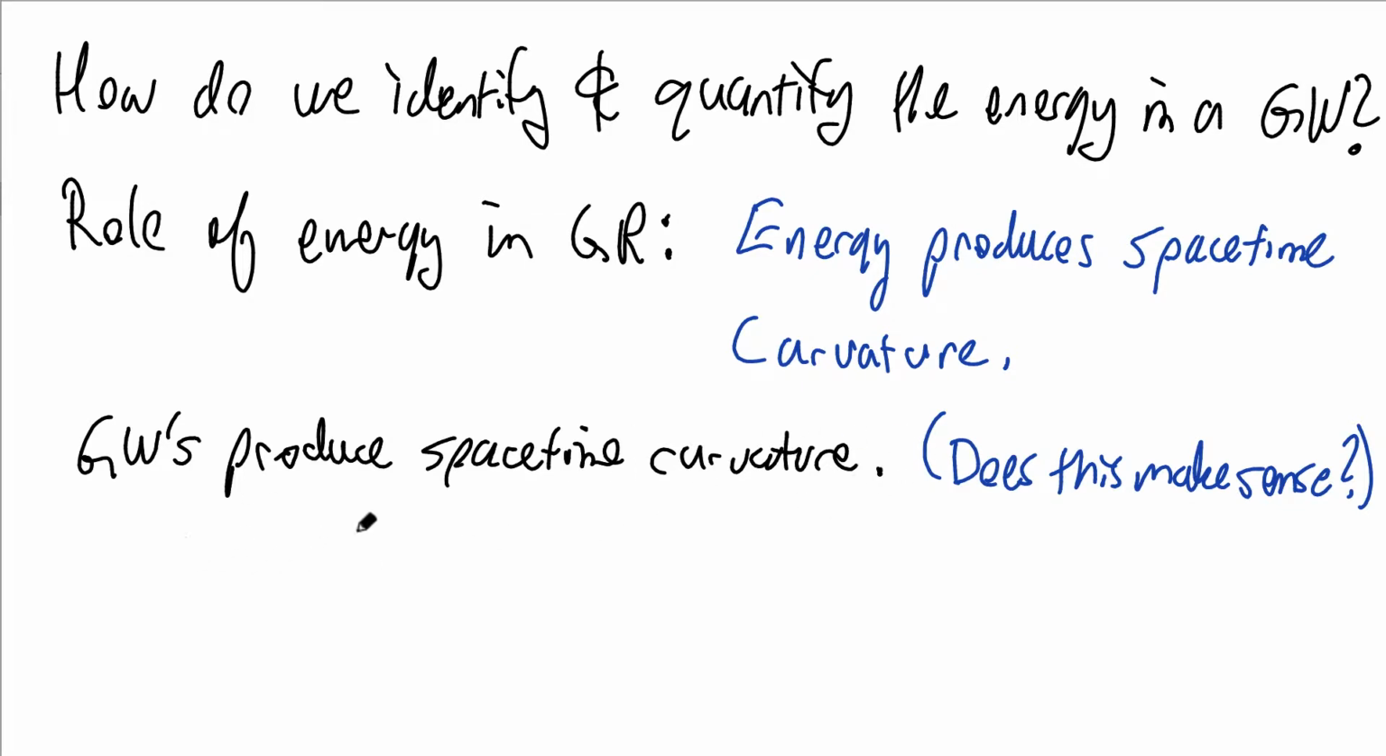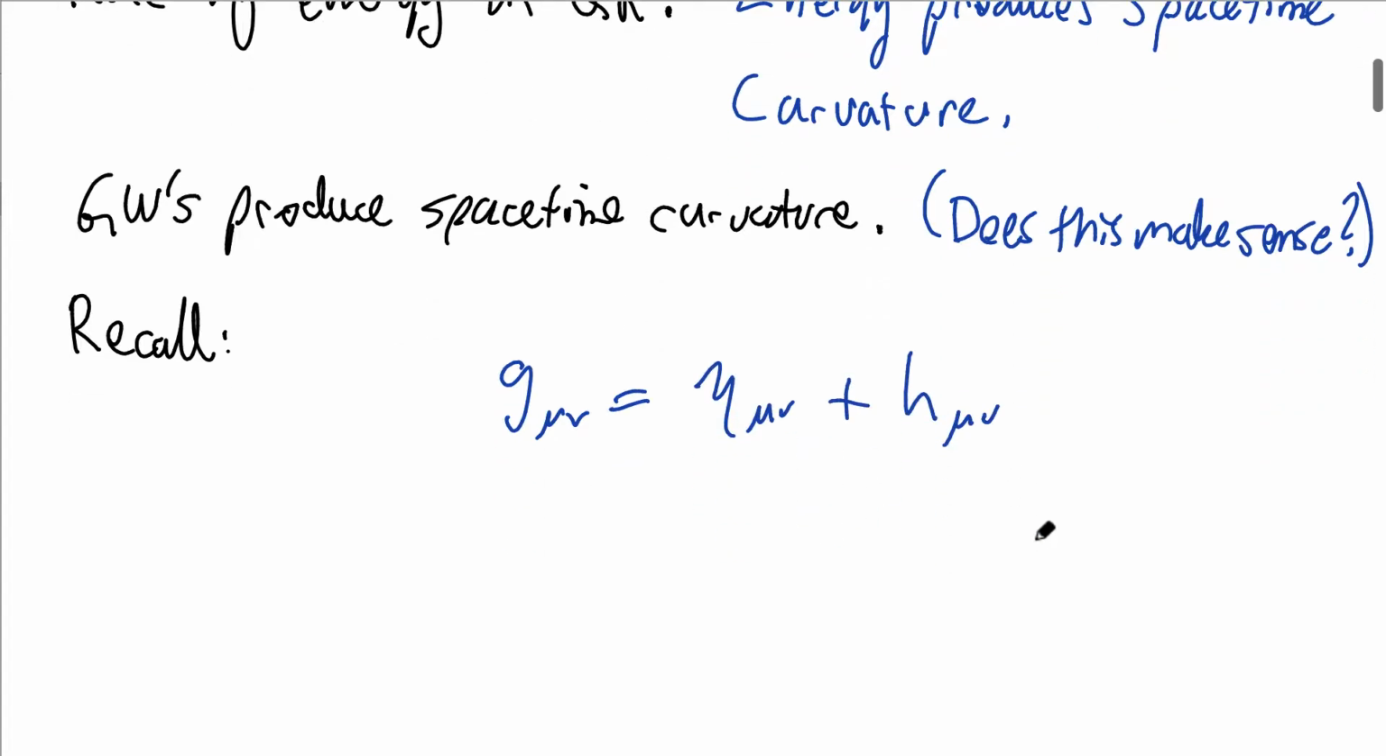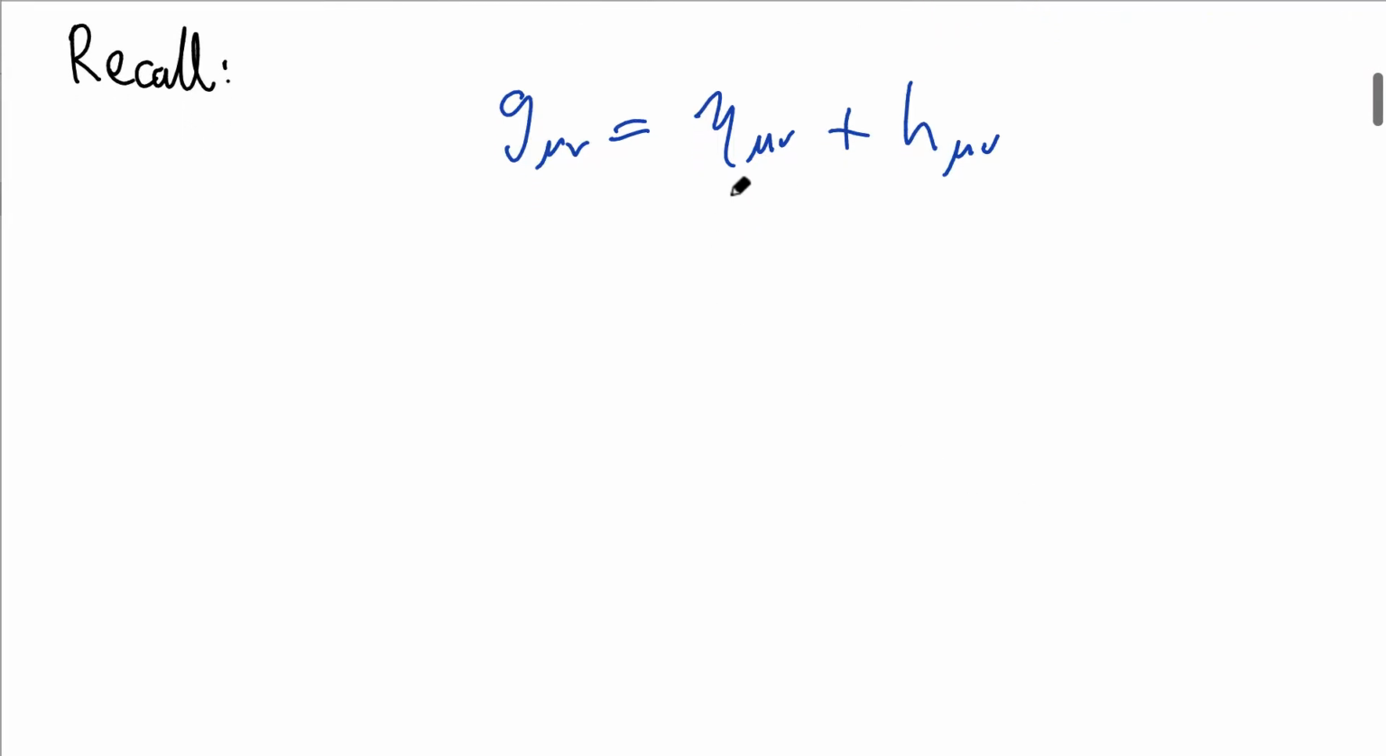To explain how this can happen, we need to look more closely at the mathematical description of gravitational waves. Recall, in the previous lectures, we wrote the space-time metric g_μν as a flat background, η_μν, plus a perturbation, h_μν. So η is the flat background, and h is the perturbation, which contains the gravitational waves.